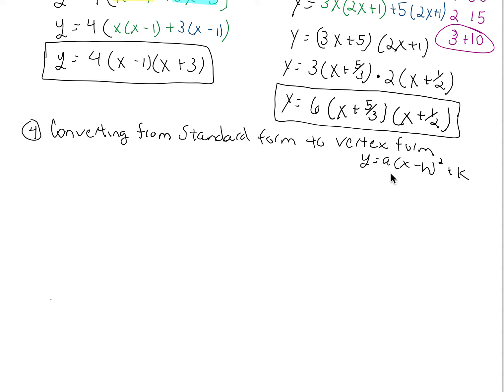The method we're going to use to do this is called complete the square. And again, I'm going to do a couple examples because this one can be a little bit more complex based on the problem. So we'll start with the most simple type.